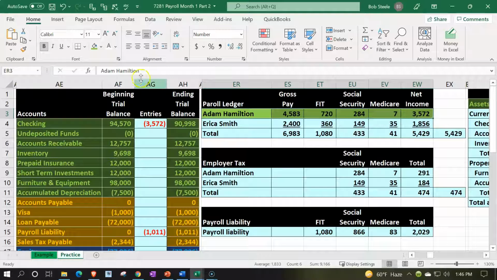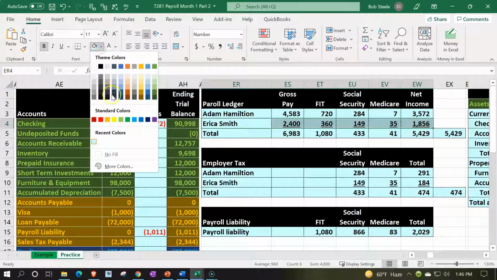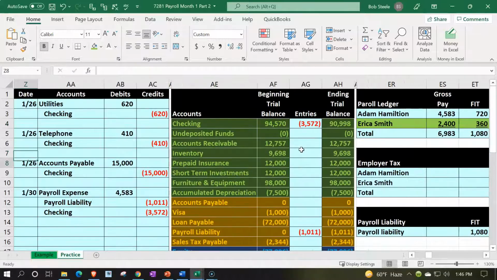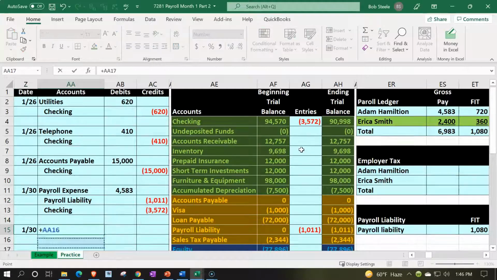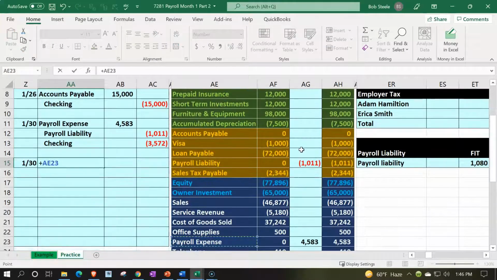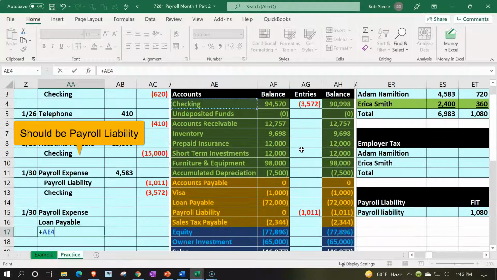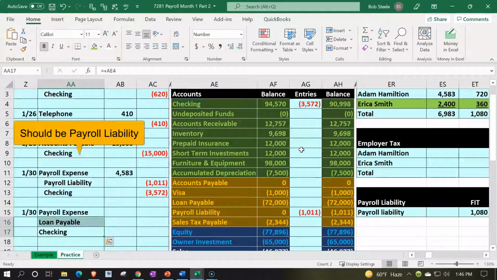So now we're going to say, let's do it again for the next one. You've got a moving landscape. Okay, so now we're going to go to this one and do the same thing. Same thing for Erica on 130. We've got payroll expense down here, payroll liability, and the checking account. Let's do some indentation. Go into the alignment and indent.